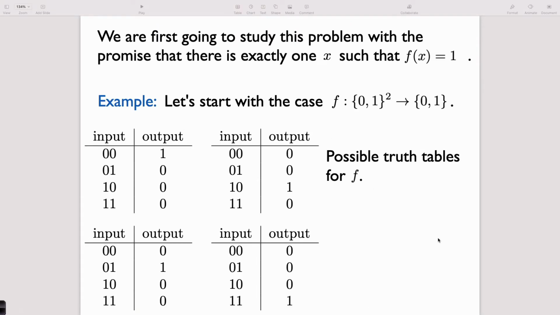Okay, so for our first little introduction to Grover's algorithm, we're going to start off with a very simple case where f is just a function on 2 bits. Additionally, we're going to assume that there is exactly one x such that f(x) = 1. So in fact, there are only 4 different choices for what f can be. So f is either this function where 0,0 maps to 1 and everything else maps to 0, or 0,1 maps to 1, or 1,0 maps to 1, or 1,1 maps to 1. We're basically promised that f is one of these 4 functions, and we want to determine which one it is.